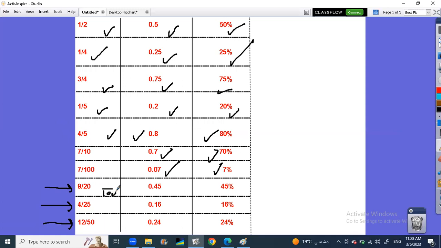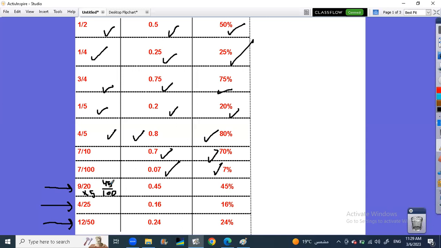Like here, for example, this denominator over here, it's over 20. What are we going to multiply the 20 by to make it 100? We're going to multiply the 20 by 5 to make it 100. So 20 times 5 is going to be 100. Then what about the numerator, which is 9? Multiplied also by 5 is going to become 45.